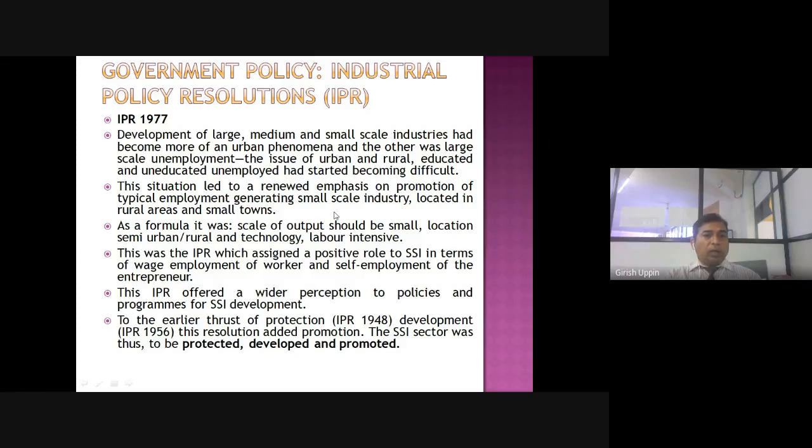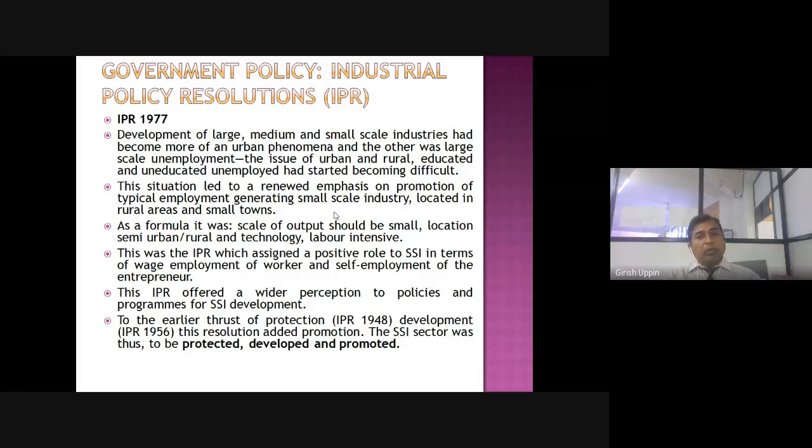This situation led to a renewed emphasis on the promotion of typical employment generating small scale industry located in the rural areas and small towns. This particular situation gave an opportunity for the emphasis of putting small scale industry in the semi-urban or the rural areas, which will generate a lot of employment. As we know, the small scale industries always require a lot of human resources. So they started promoting the small scale industries to be set up in the urban, semi-urban and rural areas.